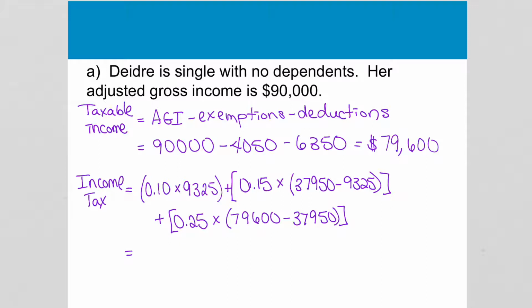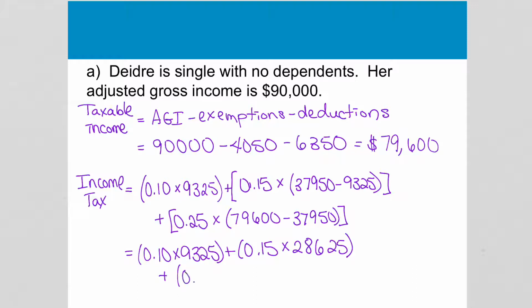So we've got 0.10 times 93.25. I'm going to write this all out the first time, and later on I won't. Plus 15% of, we're going to subtract there. That is 28,625 plus 25% of, and we subtract 41,650.